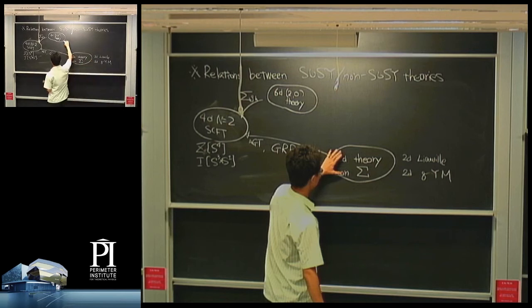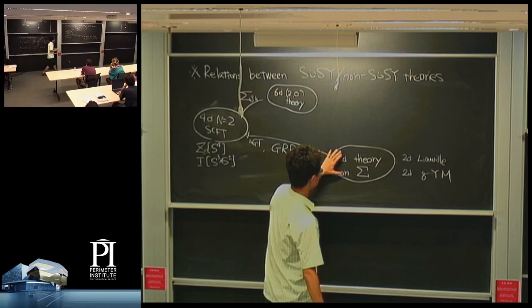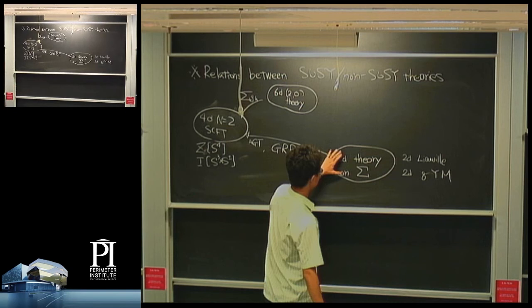And it should be coming from this dimensional reduction from this 6D (2,0) theory. It's an extremely interesting problem to see what kind of implications these relations are going to have on the 6D (2,0) theory. But that's not going to be the problem I'm going to discuss today.